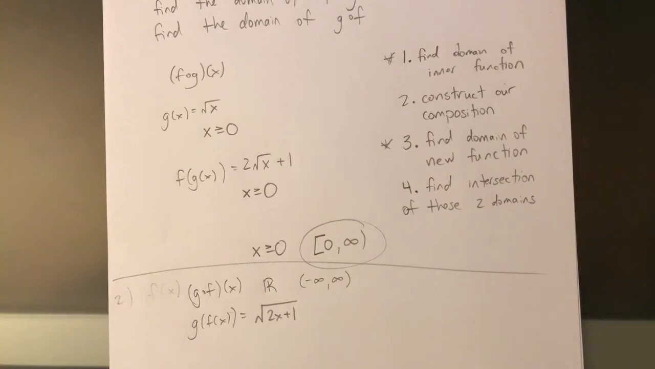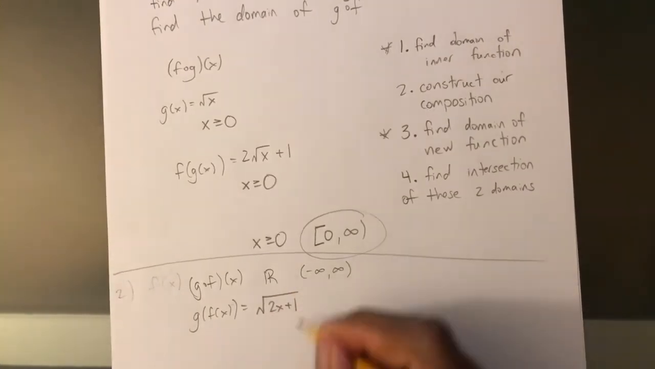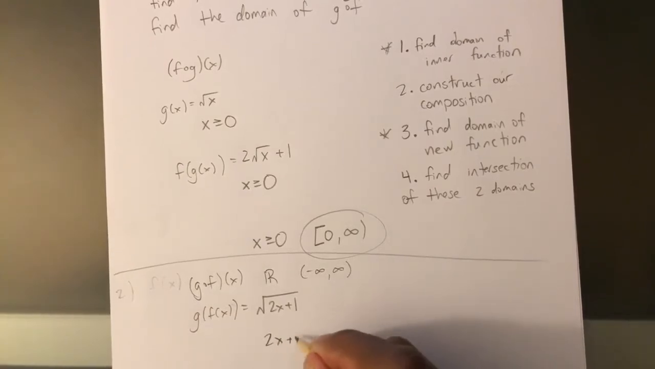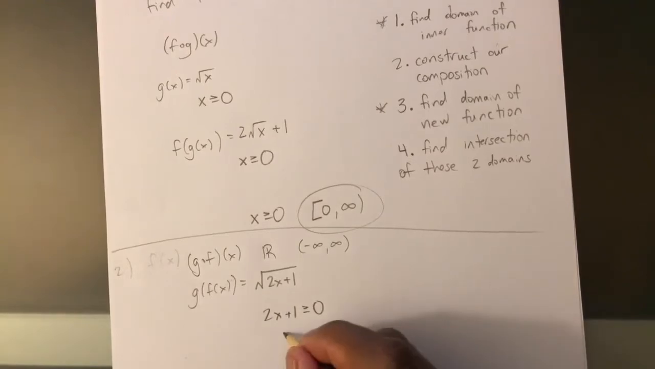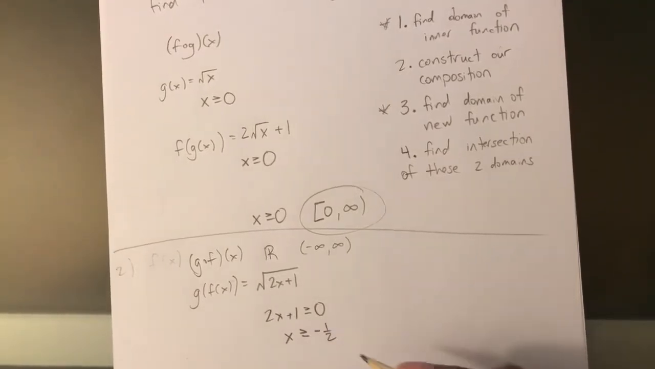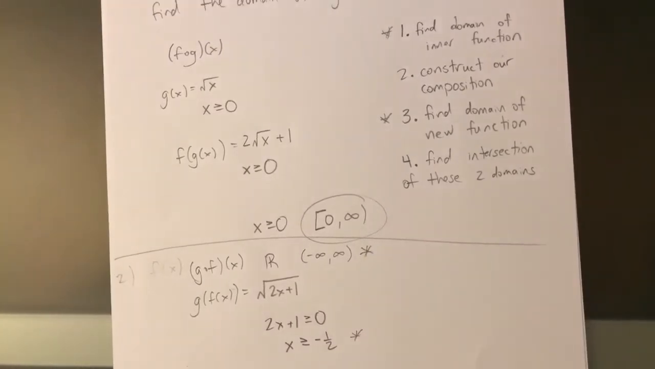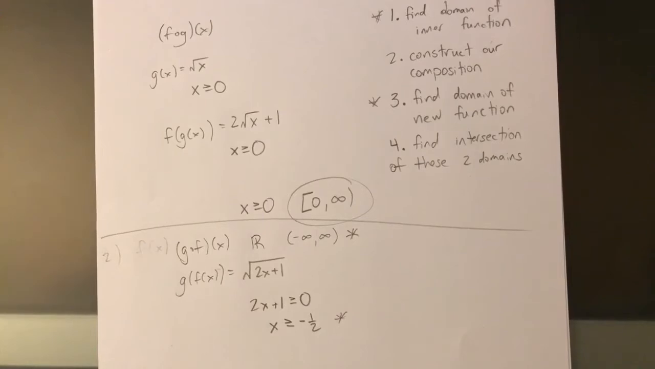Okay, well now, step 3, find the domain of this new composition here. It's a square root function. Take the inside, set it greater than or equal to 0, solve for x, and after you've solved it, you'll get x greater than or equal to negative 1/2. So you've got these two little domains here. Final step, get the intersection of those two domains.